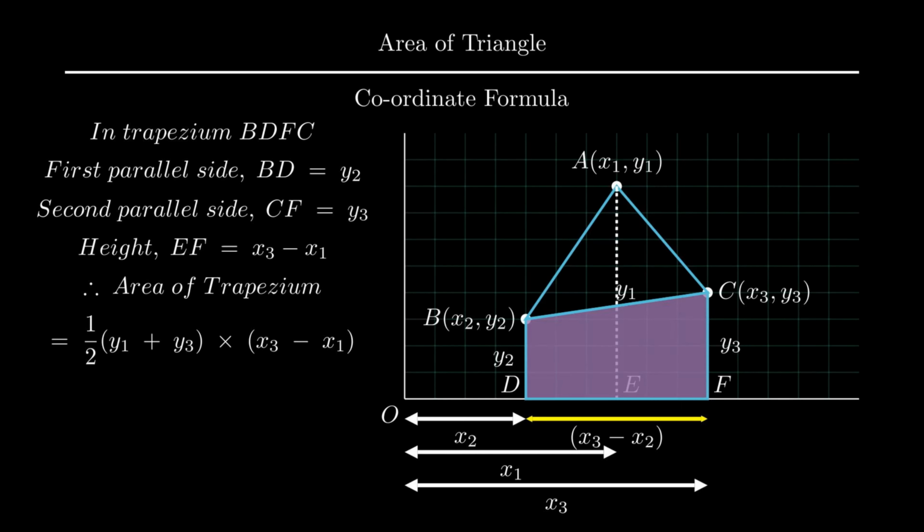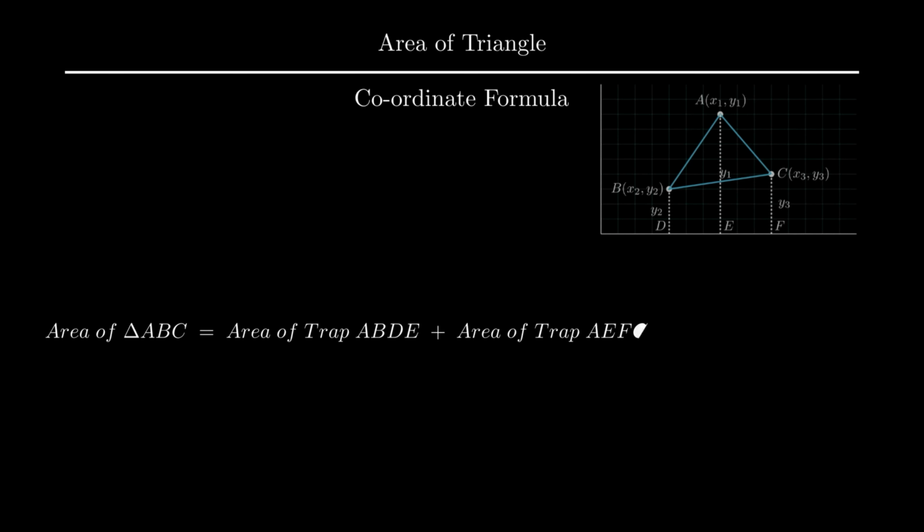Now in trapezium BDFC, segment BD acts as the first parallel side and equals y2. Segment CF acts as the second parallel side and equals y3. Segment DF acts as the height and measures x3 minus x2. On substituting the corresponding values, we get area of trapezium BDFC as half times (y2 plus y3) into (x3 minus x2).